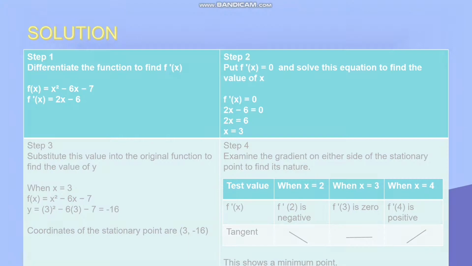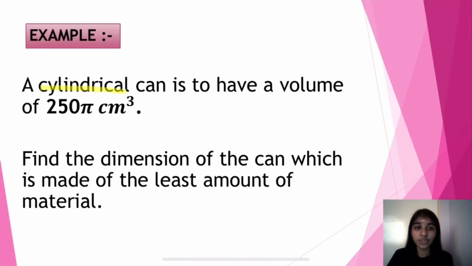Thank you. Next, we're going to go through an example. First of all, we're going to identify the keywords from this question. What is the first keyword we can get? It's a cylindrical can. They say a cylindrical can is to have a volume, you have to highlight volume, of 250 pi cm3. Since the question says volume, I'm going to label it with the letter V.